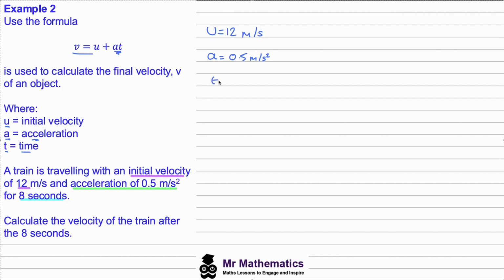So we'll say that T is equal to 8. Then all we need to do is substitute each of these three values into this formula for the final velocity. So V will equal U, which is 12, plus A, 0.5, multiplied by T, which is 8. And again, using the order of operations, we do the multiplication first. So the final velocity will be 12 plus a half of 8, which is 4. So this will give us 16 meters per second.